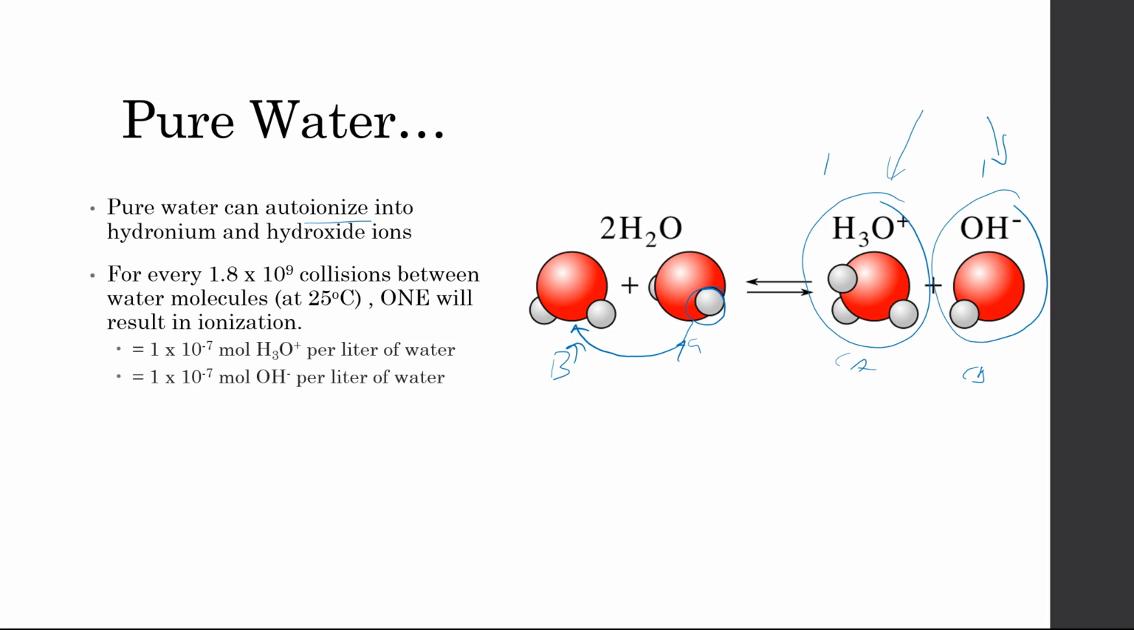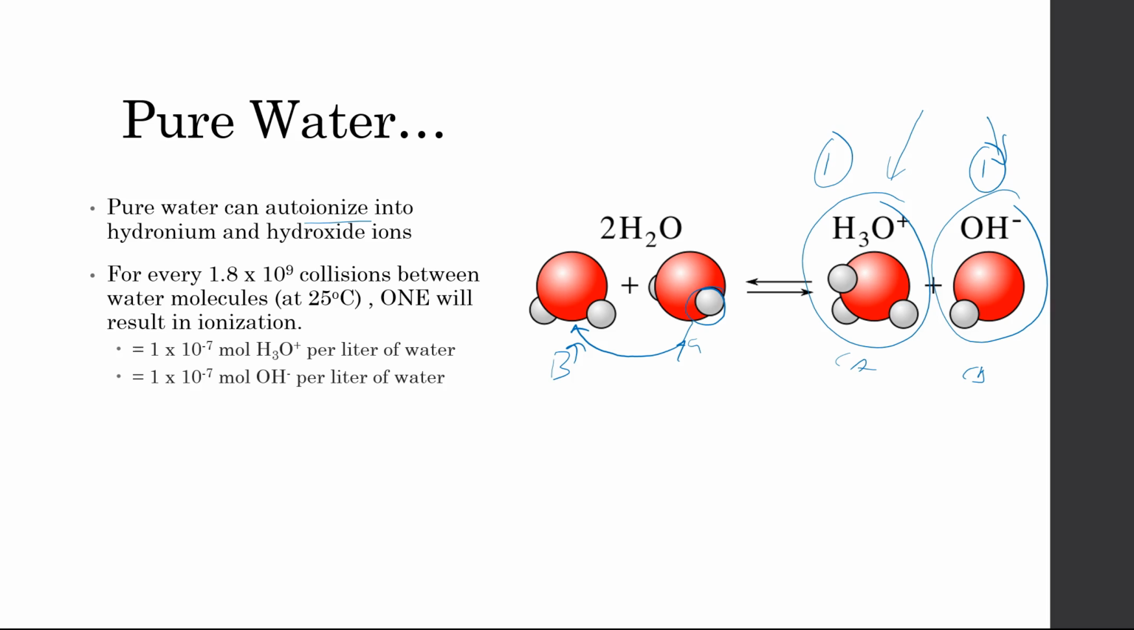So for every acid molecule I make, I also make a base molecule, and it's a 1-to-1 ratio. In order to form a hydronium ion, I also have to form a hydroxide. There's this continuous balancing act. And so that's why we say that water is neutral.